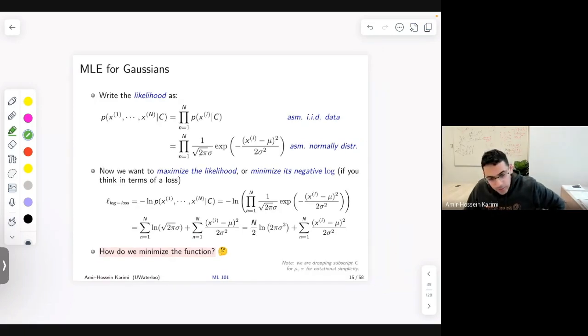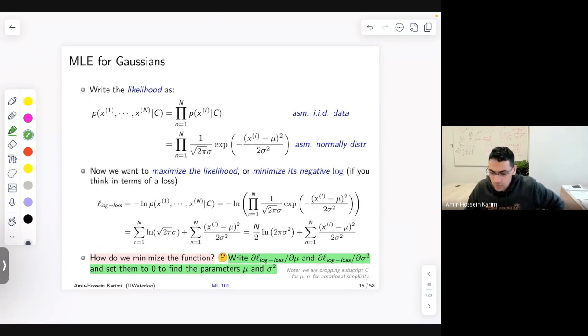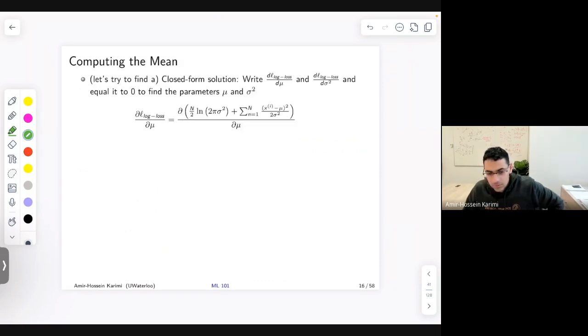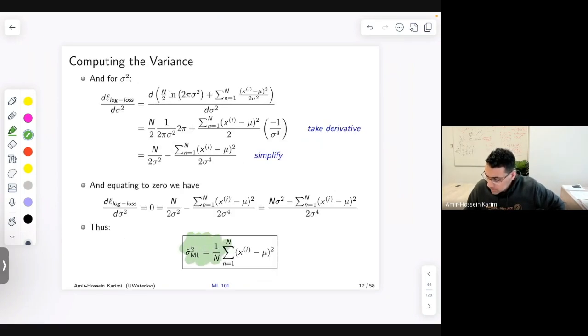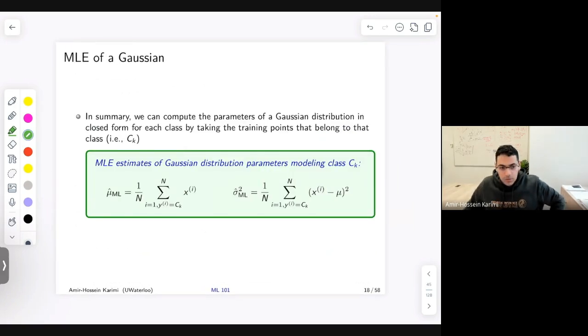And I want to find the optimal point of it, so I can take the derivatives and set those derivatives to 0 to find the values of mean and standard deviation. Working through the mean gives us the expression that we saw earlier. Working through the value of the variance gives us another expression that we saw earlier. So putting it all together, the maximum likelihood estimates of the Gaussian distribution parameters modeling one class, either C1 or C0 or CK for the multi-class case, can be written in generality as these expressions here.